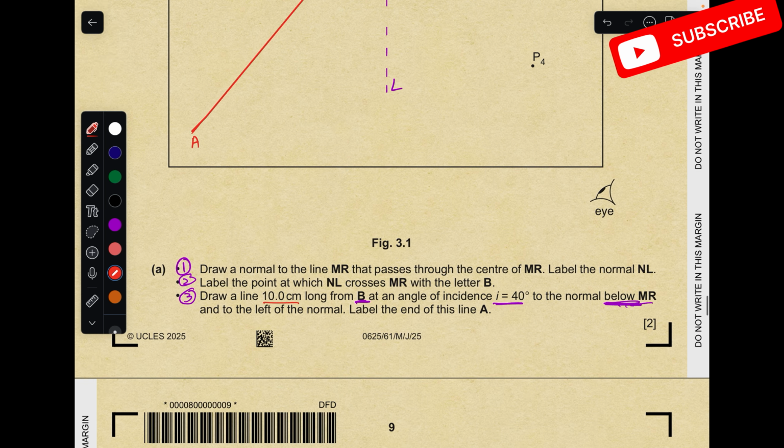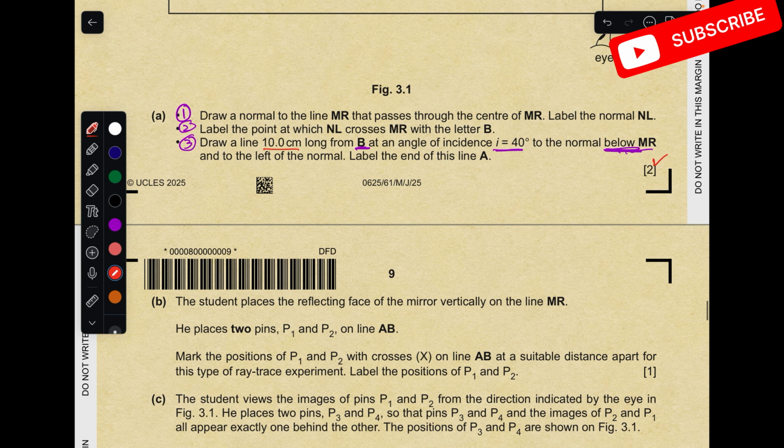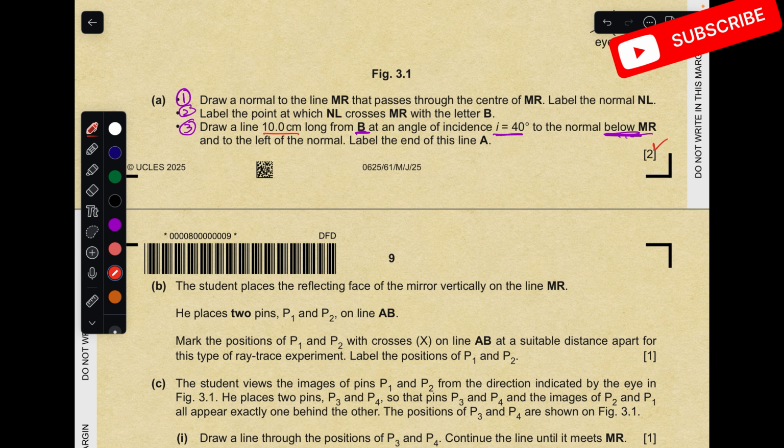Perfect. So moving forward, part B, this is for the 2 marks. The student places the reflecting face of the mirror vertically on the line MR. He places 2 pins P1 and P2 on the line AB. Mark the position of P1 and P2 with crosses on line AB at a suitable distance. What is the suitable distance? It should be more than 5 centimeter. This is the criteria you have to keep in mind.